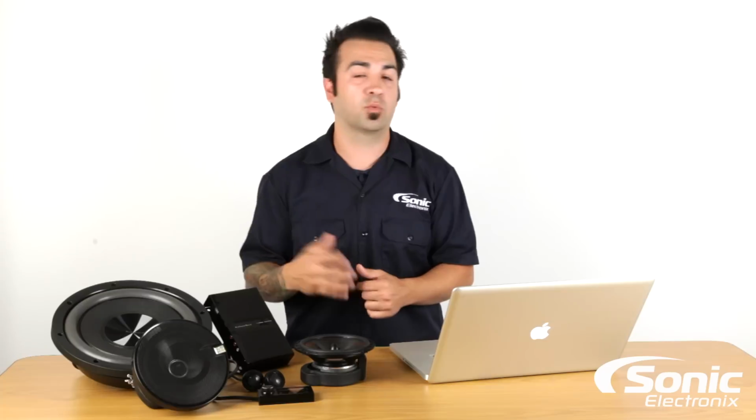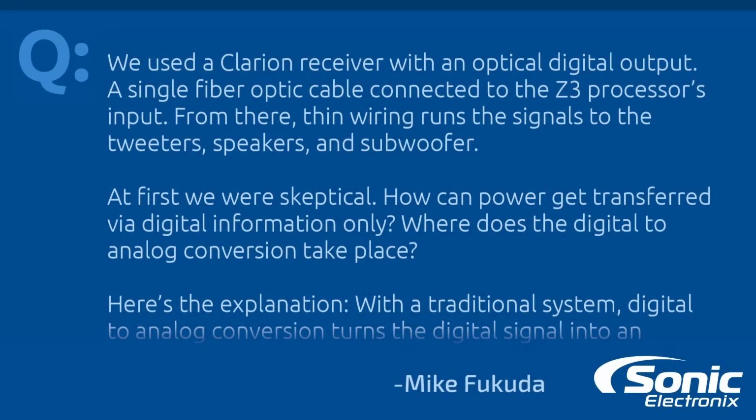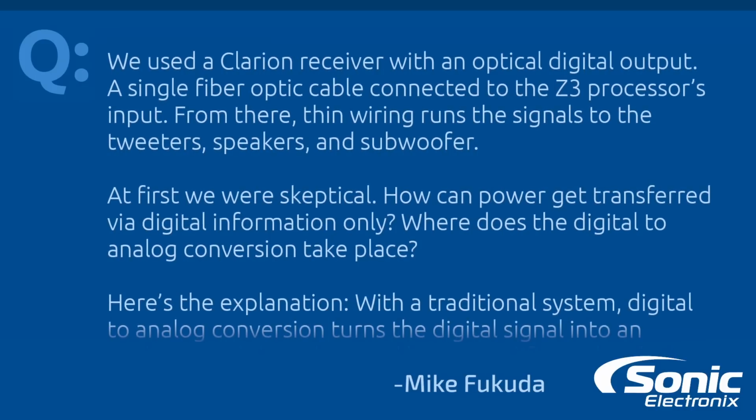I'm going to continue on with some information that we were given about this question from Clarion, from Mike Fukuda. I'm going to read a little bit of what he said about the FDS system and what full digital means and kind of how it works. And then we're going to keep moving on to some other questions that we have. So this is from Mike over at Clarion. We use the Clarion receiver with an optical digital output, a single fiber optic cable connected to the Z3's processor's input. From there, thin wiring runs the signal to the tweeters, speakers, and subwoofers.